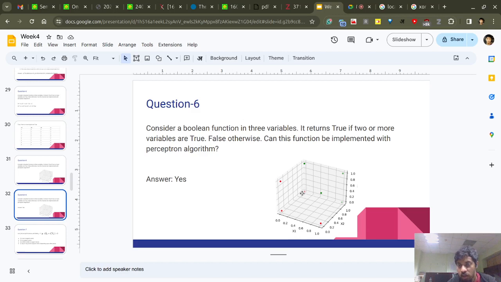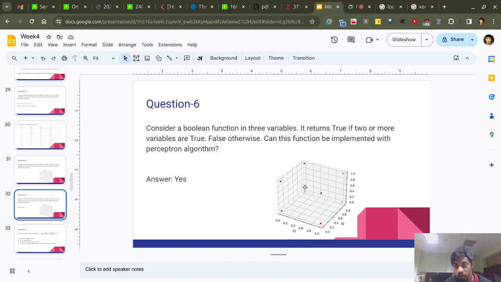So here it is 0, and along the y-axis this one is also 0 and this is also 0. No, this one is 1. Consider x2 here also, it doesn't matter. What I am saying is at this point x1 is 0, x2 is 0, x3 is 0, so it is false.